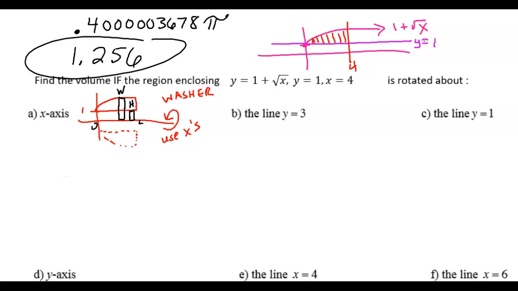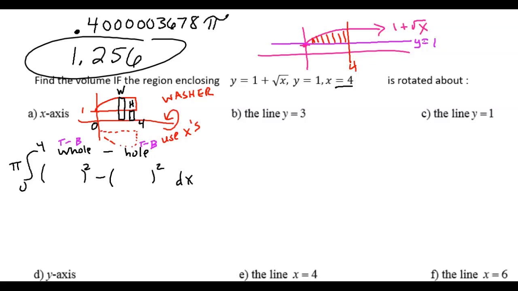So we know we're going from 0 to 4 because that was one of my limits. So we've got pi, 0 to 4, and then whole minus whole. I do like to set that up. So something squared. I put it in because everybody forgets to square it. It does happen. So because we're using x's, it's top minus bottom, top minus bottom. So the top of my w is the curve, so 1 plus root x, minus the bottom is the x-axis.